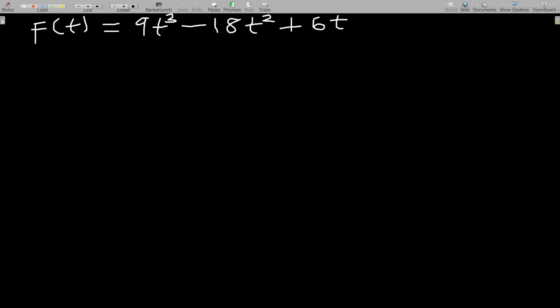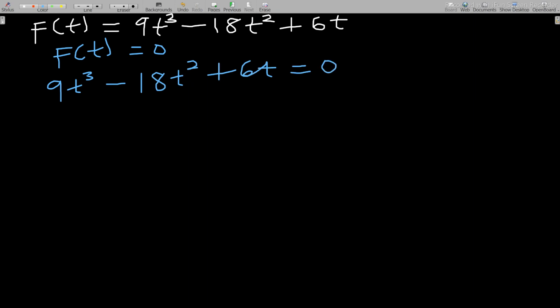All right, so if I have this, what I have to do is first write f of t equals 0. Okay, you're supposed to find the roots of this. Now I have 9t cubed minus 18t squared plus 6t should be equal to 0. Okay, now I can factor 3t out, and I have 3t squared minus 6t plus 2 equals 0.